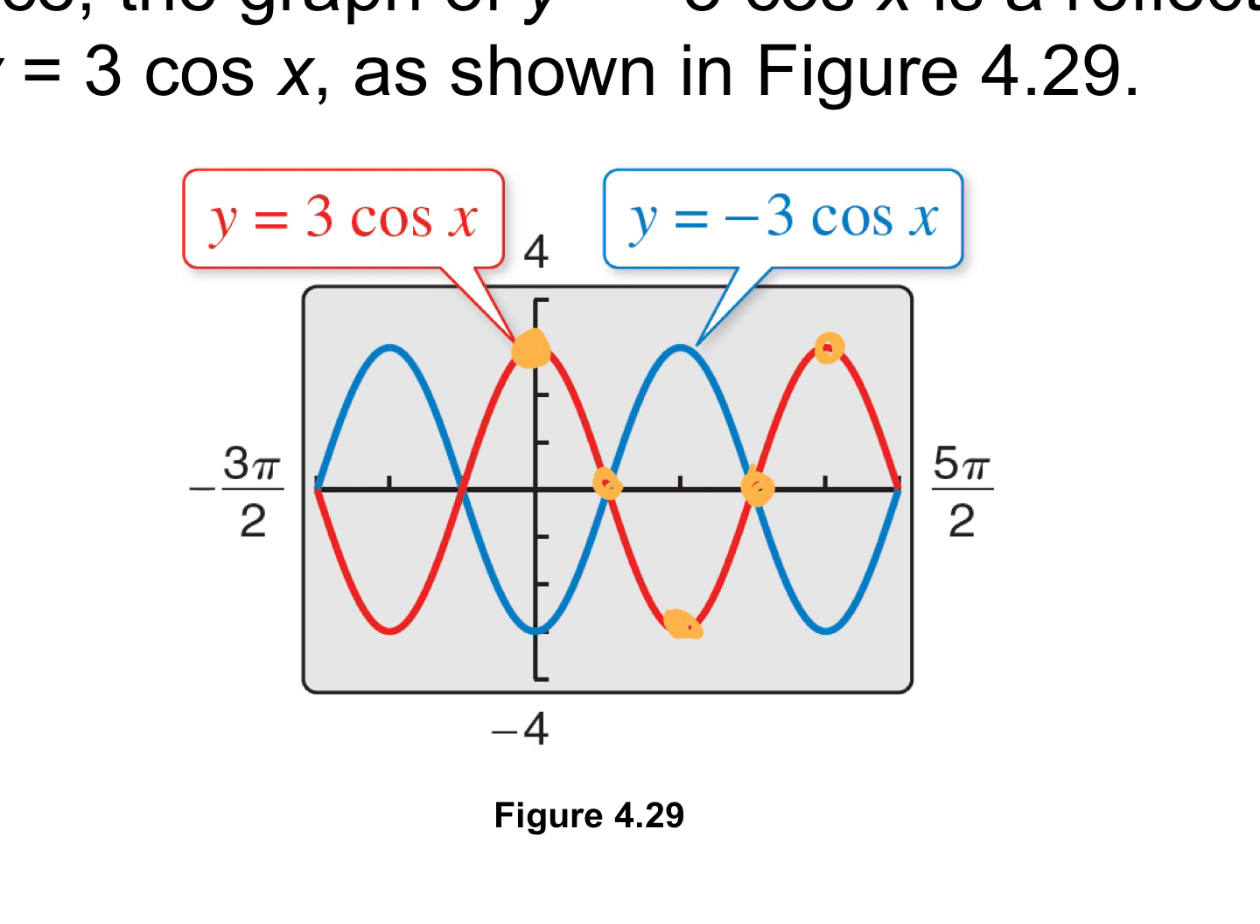If we multiply by a negative, it all just flips. So instead of starting at the positive amplitude, we'd start down at the negative amplitude to 0, then we go to the positive amplitude, back to 0, then down here. So it would just be the same graph, but it flips upside down.